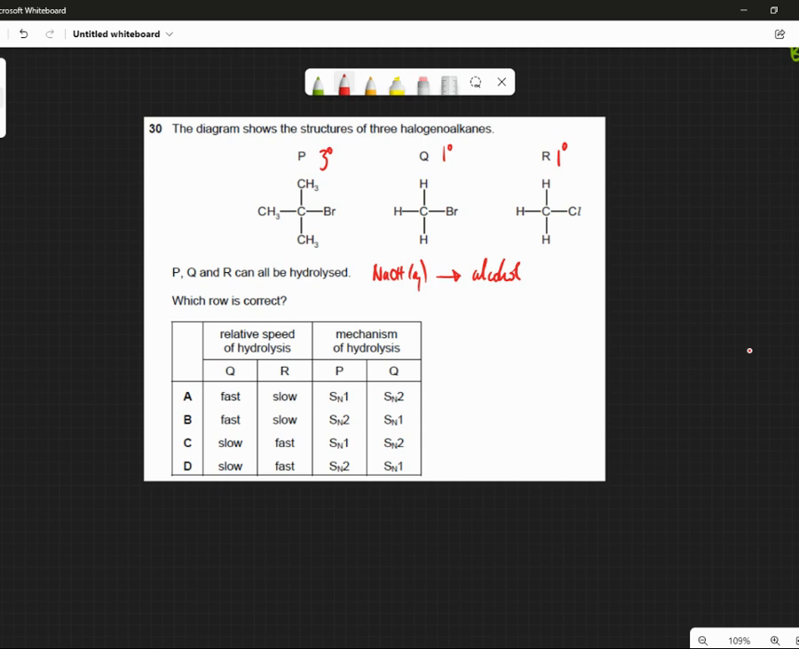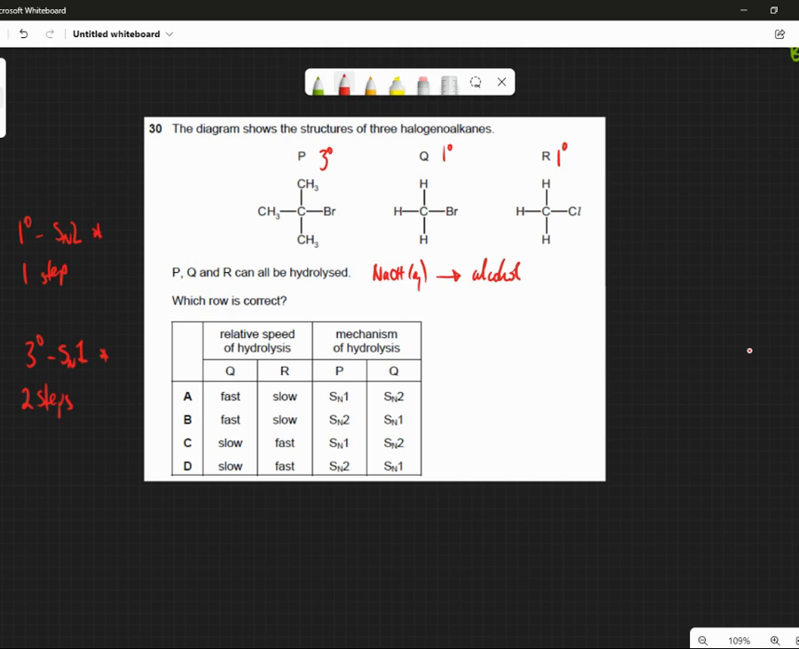Primaries undergo SN2, and there is one step here in a primary. SN2 is one step. Believe it or not, tertiaries undergo SN1, and in SN1 there are 2 steps. Again, if you don't know what these things mean, you've got to look up what SN2 and SN1 mean.